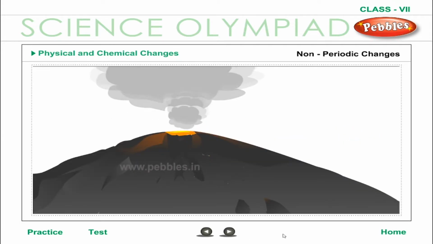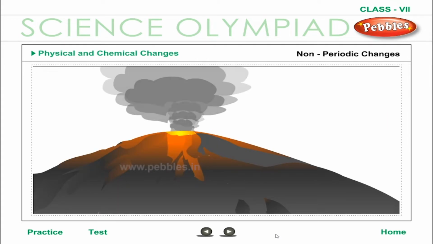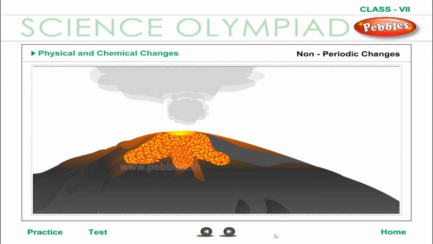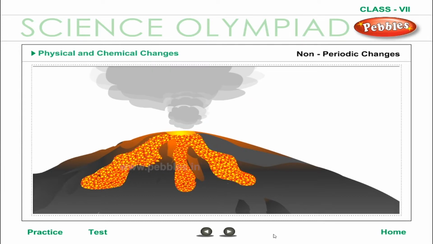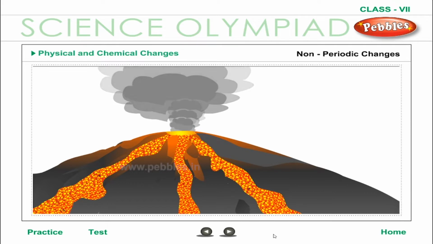Changes that do not occur again after a specific amount of time are called non-periodic changes. If there is an earthquake or volcanic eruption today, the next cannot be predicted. Such changes are called non-periodic changes.